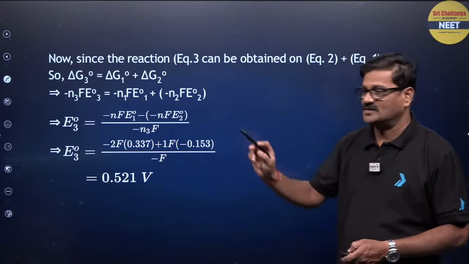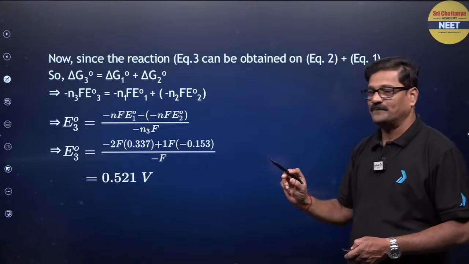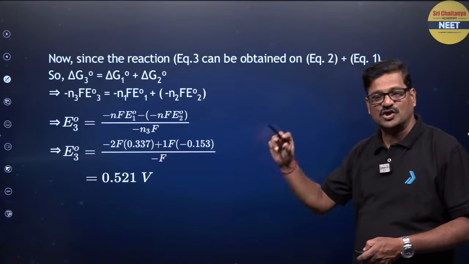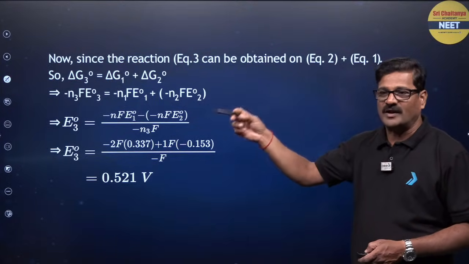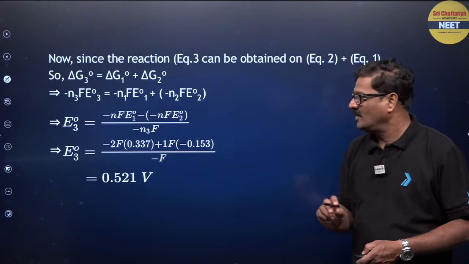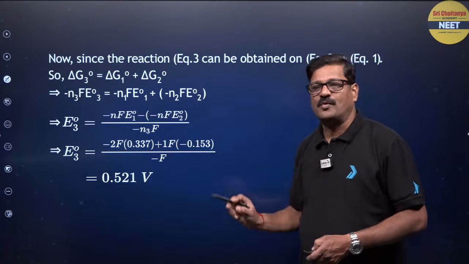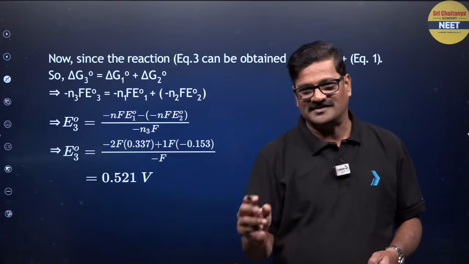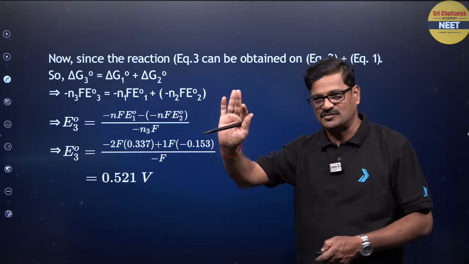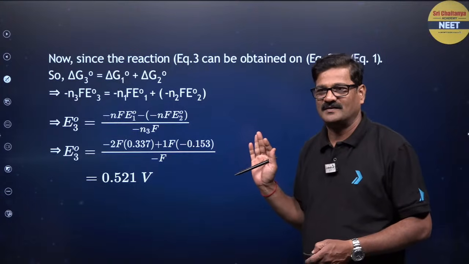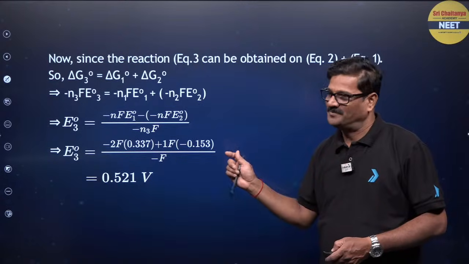N3 F E naught 3 is equal to N1 F E naught 1 plus N2 F E naught 2, because delta G naught 3 is delta G naught 1 plus delta G naught 2, right? So you have the N1, N2, N3 values, children. Put that in, you have been given the values, so 0.521 is the answer for this question. Simple, the answer is given in 3 steps. If you have doubts, please let me know. Waiting for your doubts.